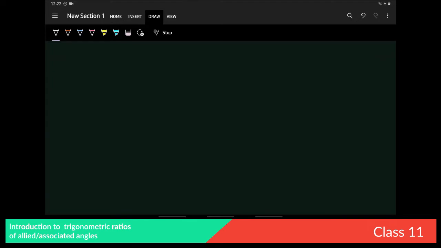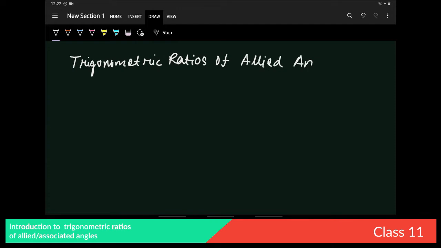So, today the topic that I will be discussing is the trigonometric ratios of allied angles of class 11. It is a very important chapter which occupies a vital place in the trigonometry portion of the class 11 syllabus. Okay, so it is trigonometric ratios of allied angles or associated angles.